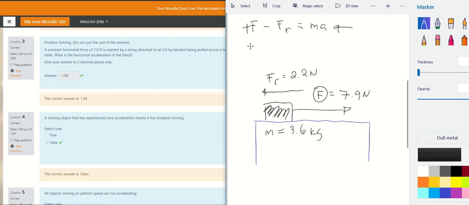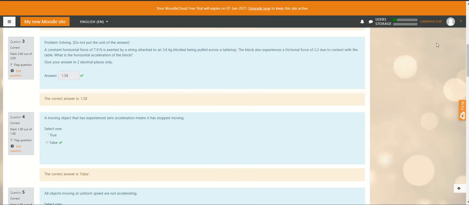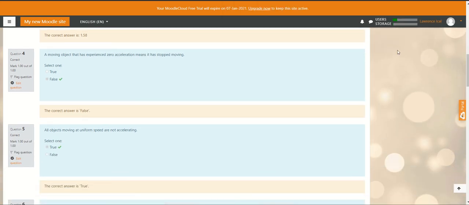Alright, so force is 7.9 minus 2.2, and the mass of the object is 3.6 multiplied by the acceleration. So a is equal to 7.9 minus 2.2 over 3.6. So that's the answer. So that's the formula. A moving object that has experienced zero acceleration means stop moving.